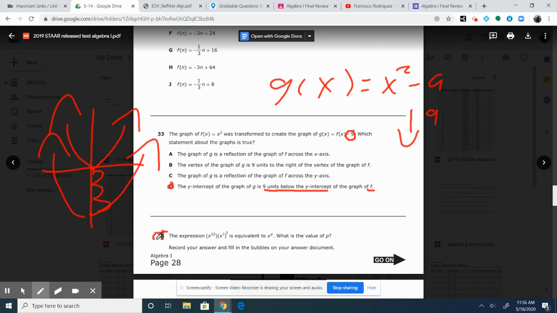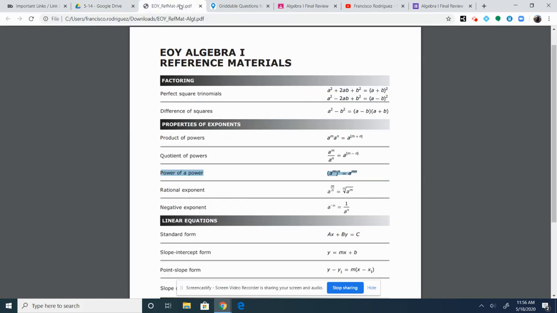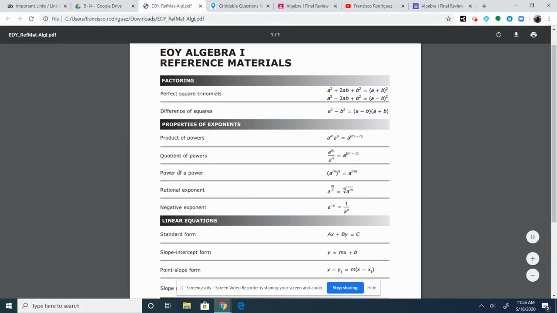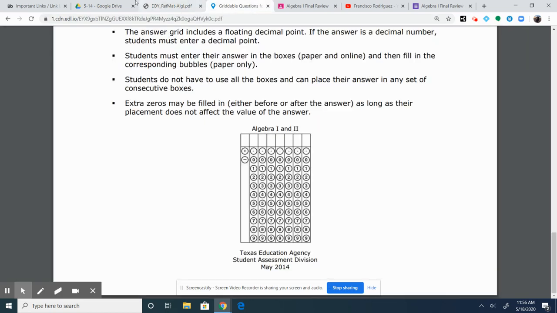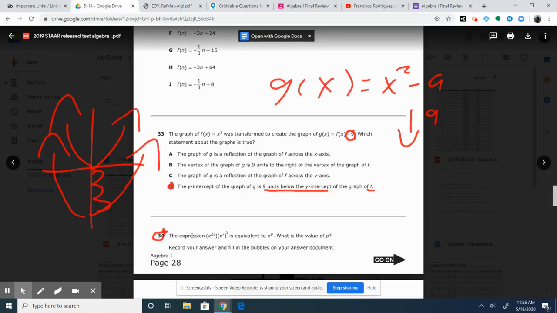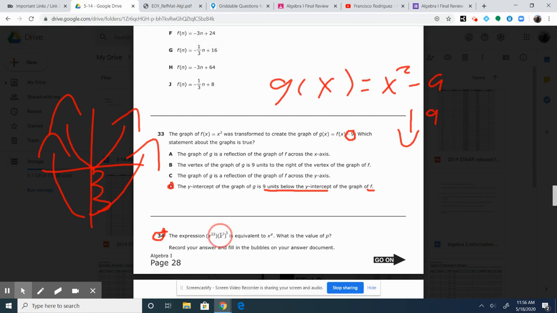So the next one is 34, and it says the expression x to the power of 22 times x to the power of 7, to the third power, is equivalent to x to the power of p. So what is the value of p? So what we're doing here is that we're using our properties of exponents again. We're doing power of a power and we're doing product of powers. So what we have here first is that we're going to do the power of a power.